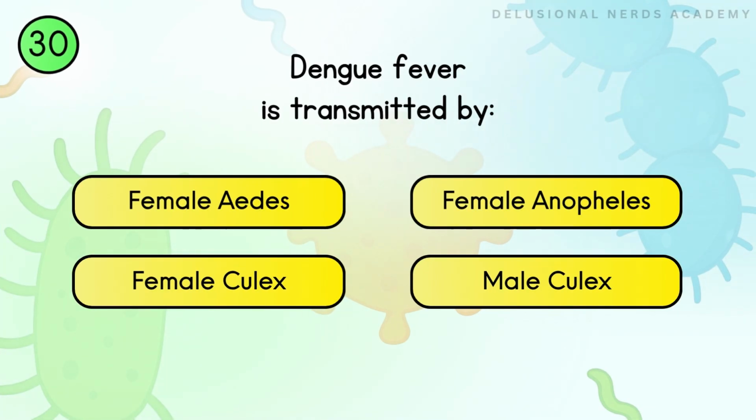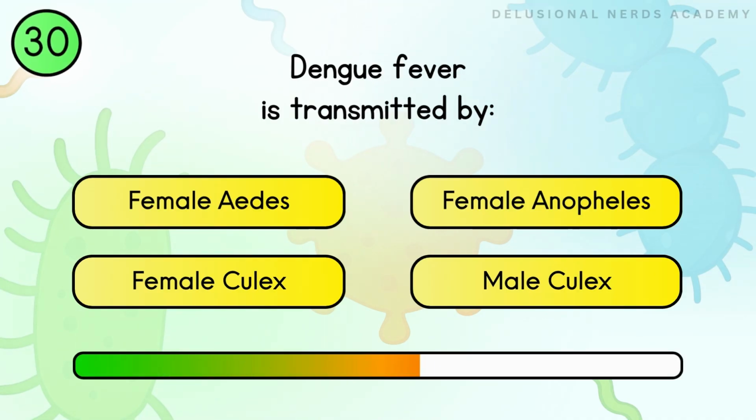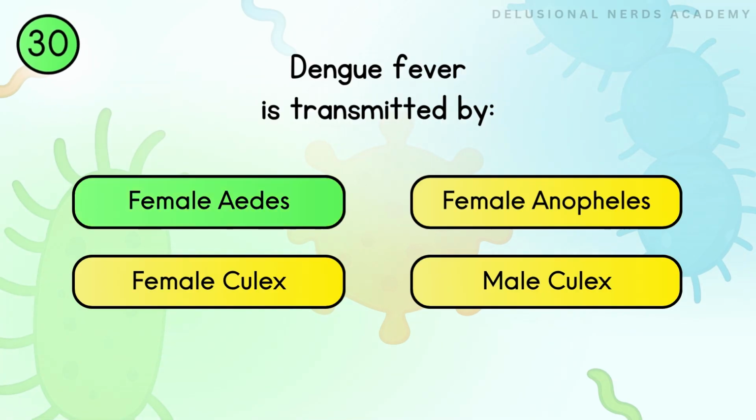Dengue fever is transmitted by? Dengue spreads through the bite of female Aedes mosquitoes. So how many did you get right?